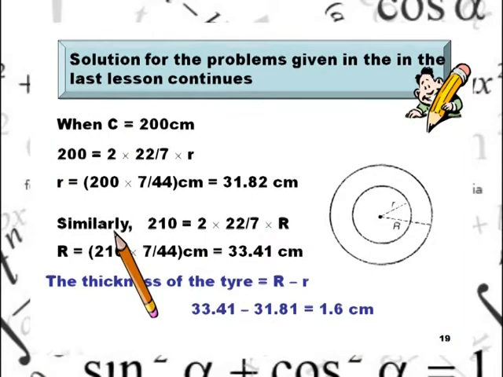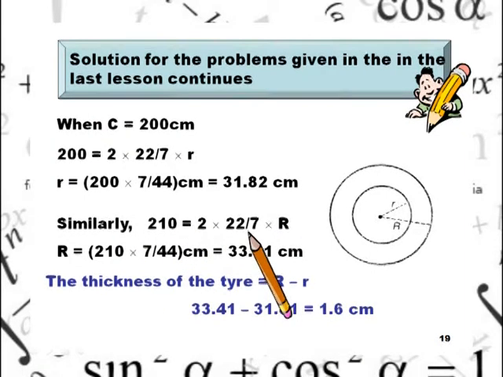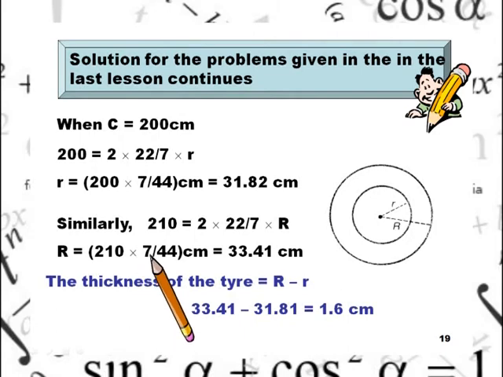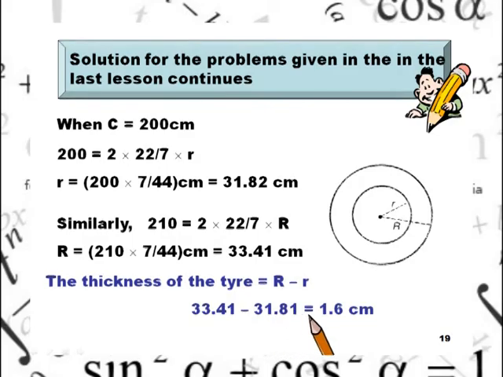Similarly, 210 equals 2 by 22/7 by uppercase R. Uppercase R is equal to 210 by 7 upon 44 cm, which is equal to 33.41 cm. The thickness of the tire is equal to the uppercase R, take lowercase r, 33.41, take 31.81 is equal to 1.6 cm.